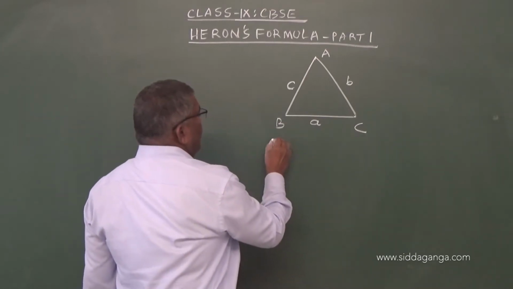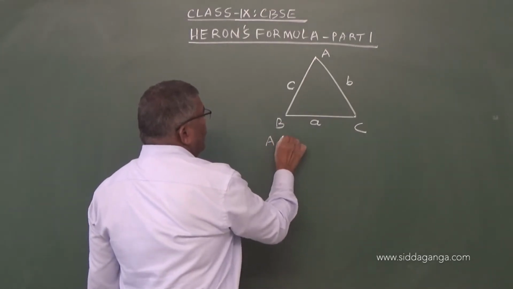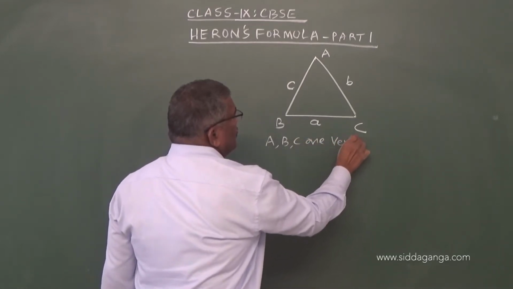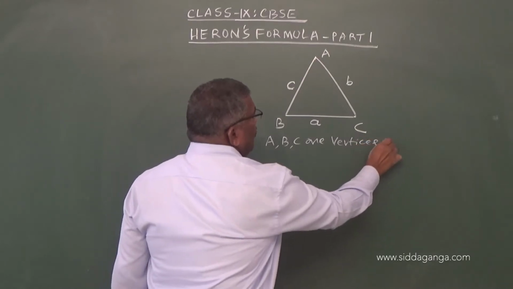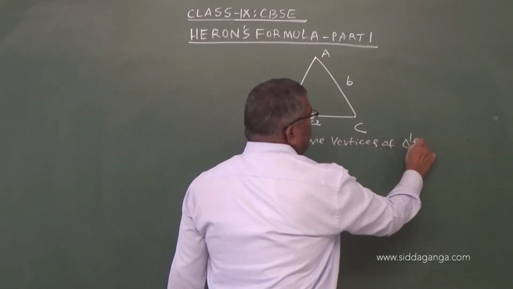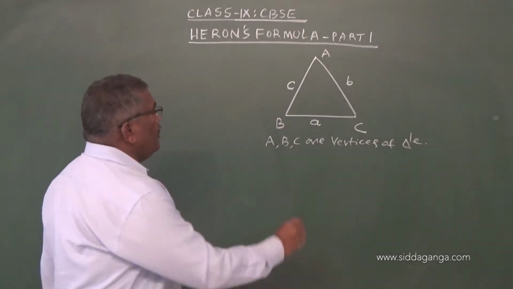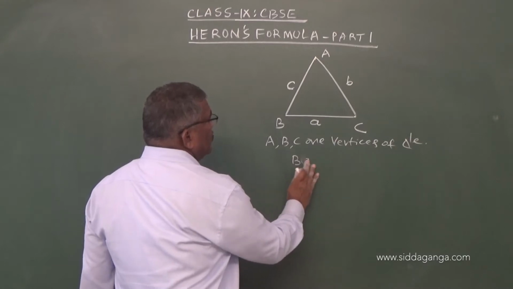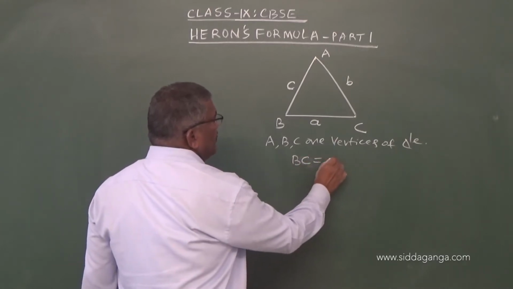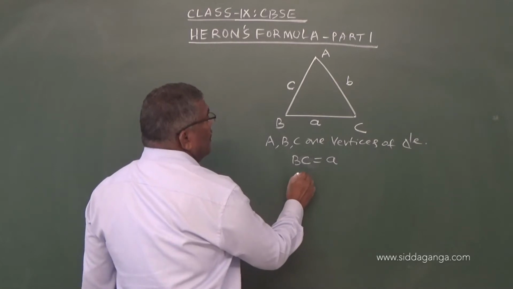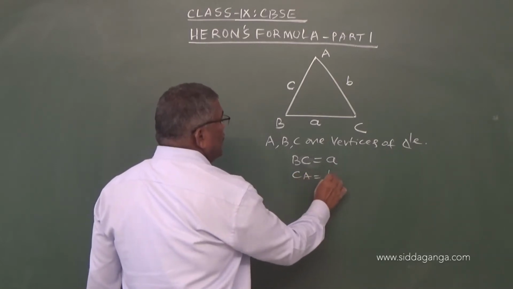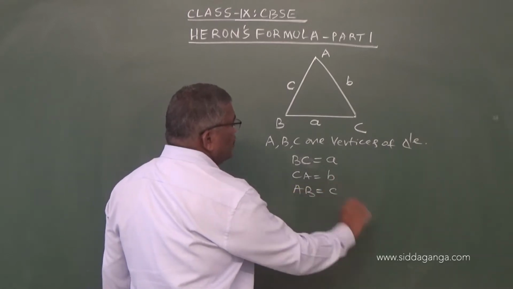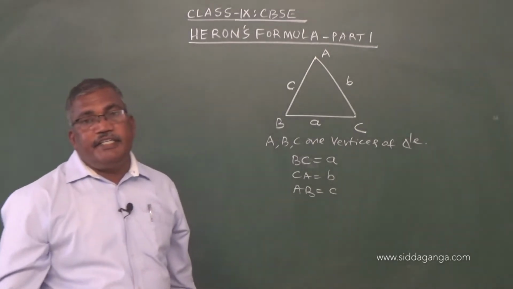So A, B, C, as you know, are vertices of the triangle. Here side BC is represented by small a, CA is represented by small b, and AB is represented by small c. These are the sides.